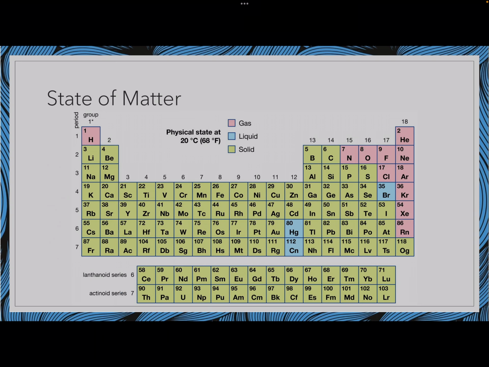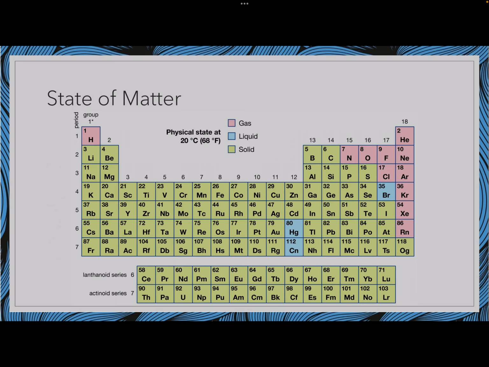A lot of them are gas. Some of them are gases: hydrogen, helium, a couple of the halogens, as well as nitrogen, oxygen, and the noble gases. So they're all gas at room temperature. And there's only a few that actually exist as liquids. So there's bromine and mercury, the most common ones, and then there's Cn down the bottom.